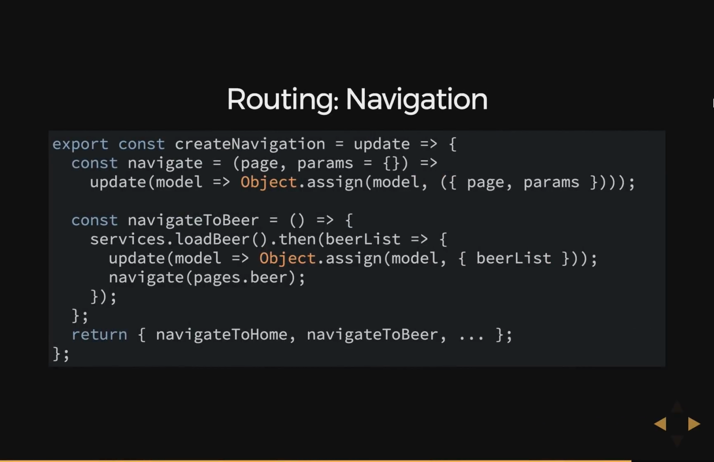Now to navigate, we will set those page constants on the model to say where we are in the application. So when we navigate to a page, it's just a matter of putting those constants and any parameters and assigning them to the model. When we navigate to a page, we can also say that we need to first load some data from the server. So for example, here we have navigate to beer, which will load the beer from the server first, update the beer list on the model, and then navigate to the page.